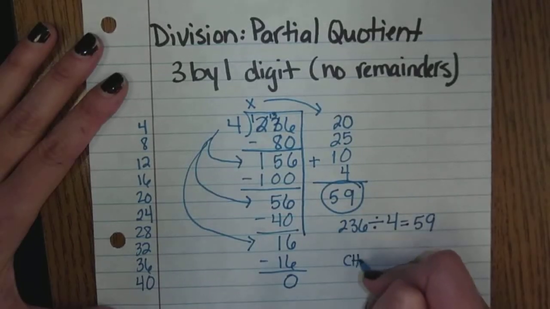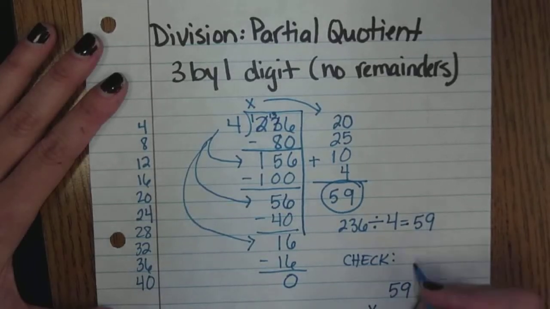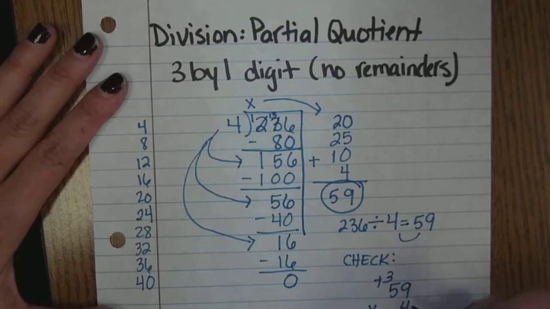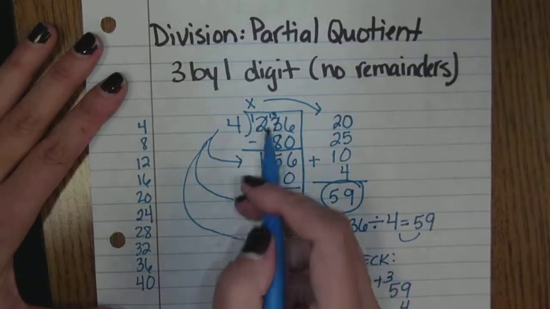To double check my work, as students are always encouraged to do so they do not get a division problem wrong, we're going to multiply these two numbers together, 59 times 4. 4 times 9 is 36 plus 3. 5 times 4 is 20 plus 3 would be 236, which is what we started with.